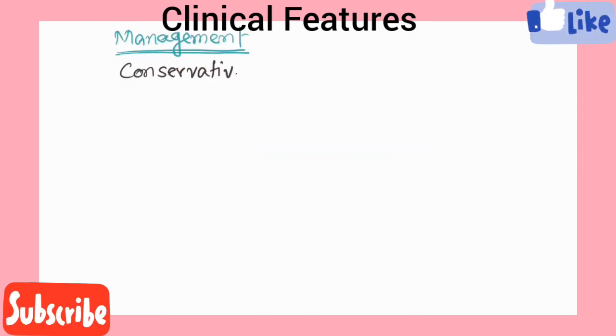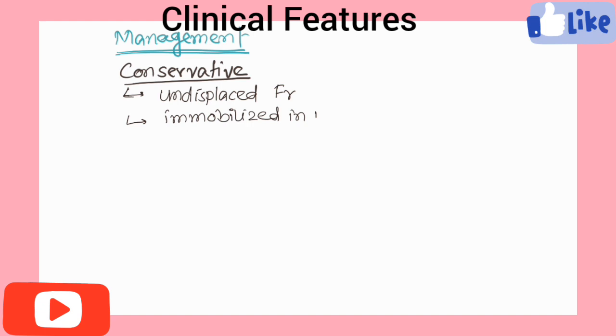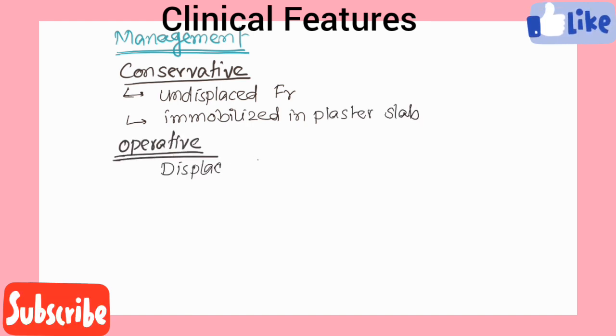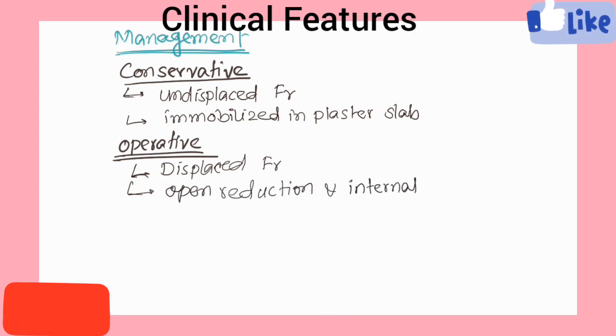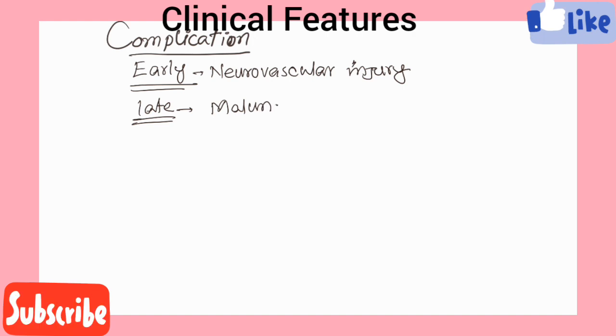Management: conservative for undisplaced fragments. Undisplaced fractures are immobilized in a plaster slab. Displaced fractures need operative treatment, open reduction and internal fixation. Complications: early, neurovascular injury; late, malunion and avascular necrosis.